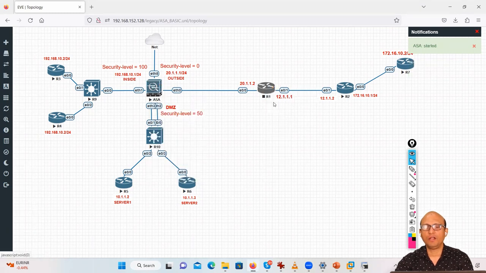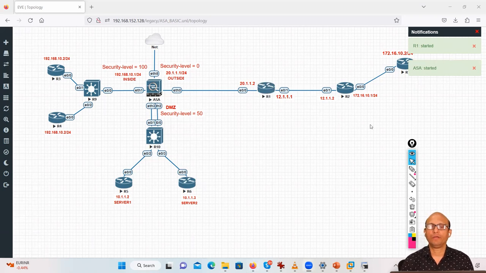This doesn't come under best practice, remember. It depends on the company's network. Every network is a different network. You have to first study your network and then accordingly place the firewall.